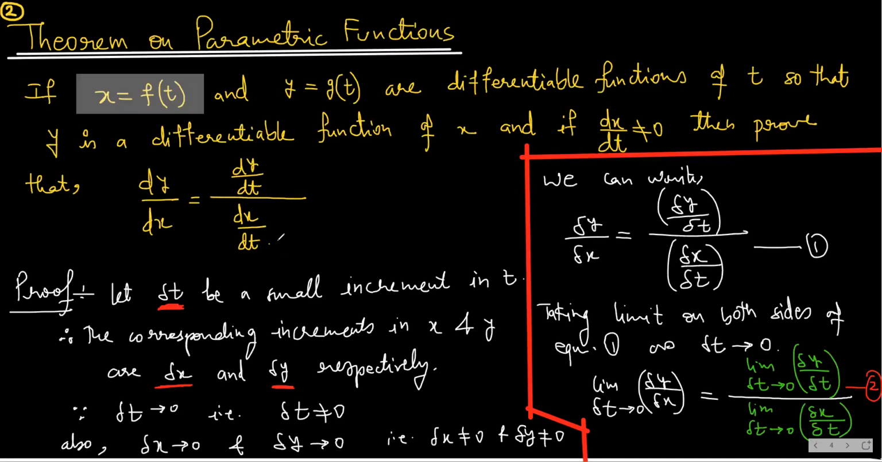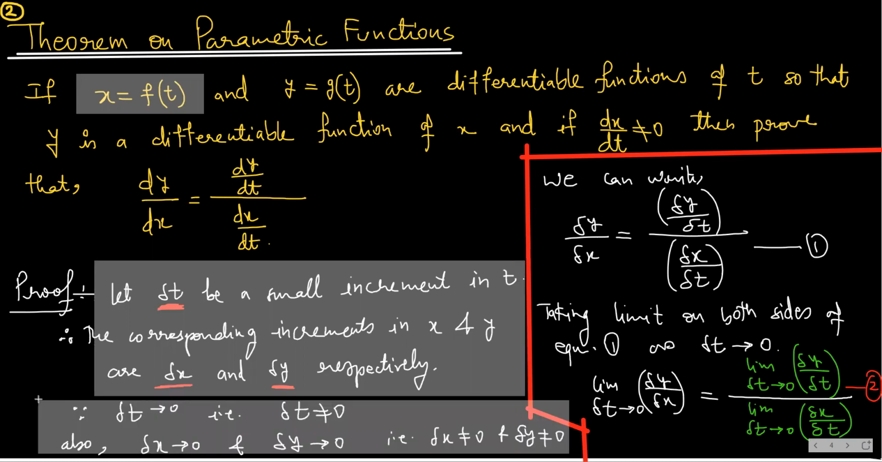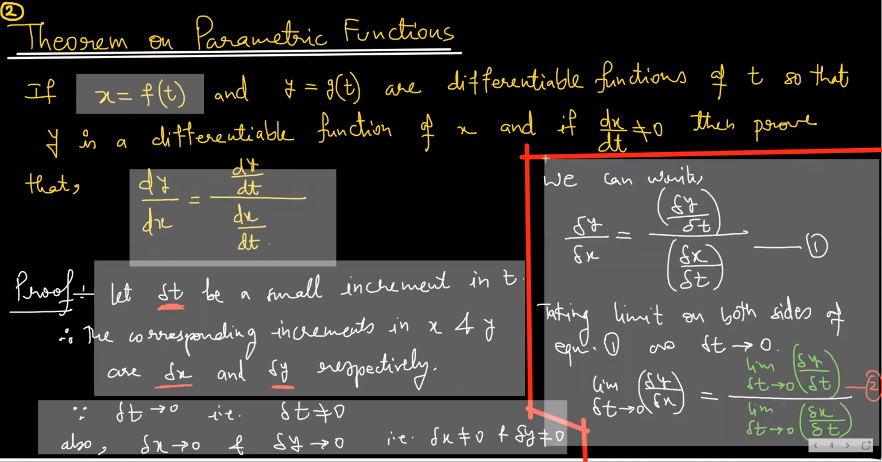I'll repeat. See, what was the first step, my dear student? The first step was you assume the changes, right? What is the second step? You write that no change is 0. They are all tending to 0. What is the third step? Third step is you write this equation replacing d by delta and you take limit on both sides, right?